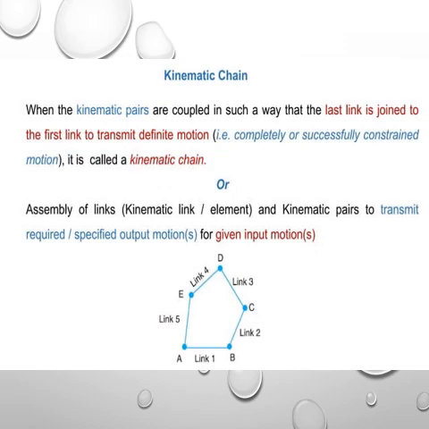Next, kinematic chain. When the kinematic pairs are coupled in such a way that the last link is joined to the first link to transmit definite motion, that is known as a kinematic chain. In other words, the links and pairs transmit the required output motion for a given input motion. That's known as a kinematic chain, from link 1 to link 4.